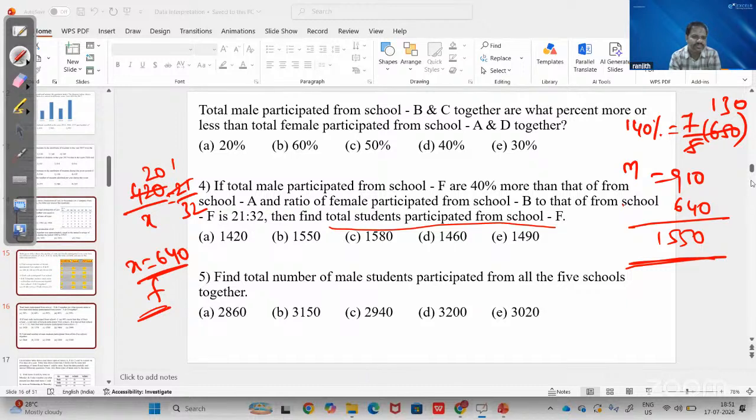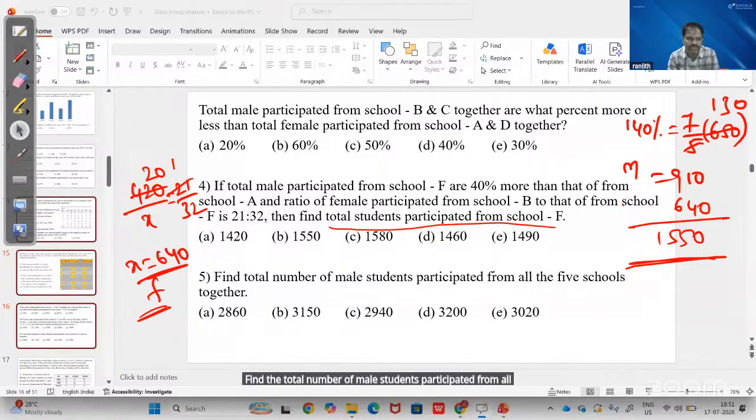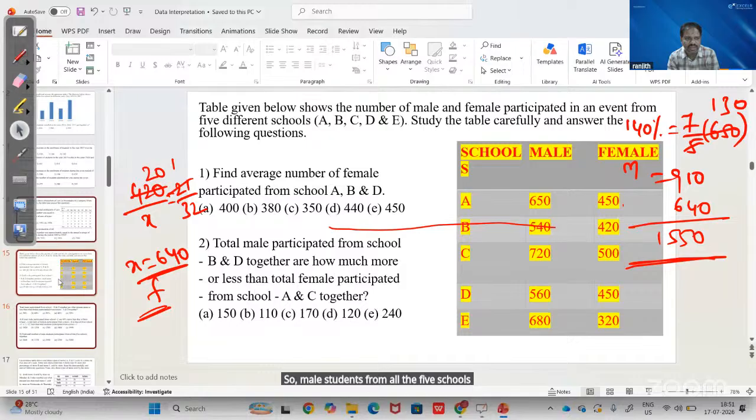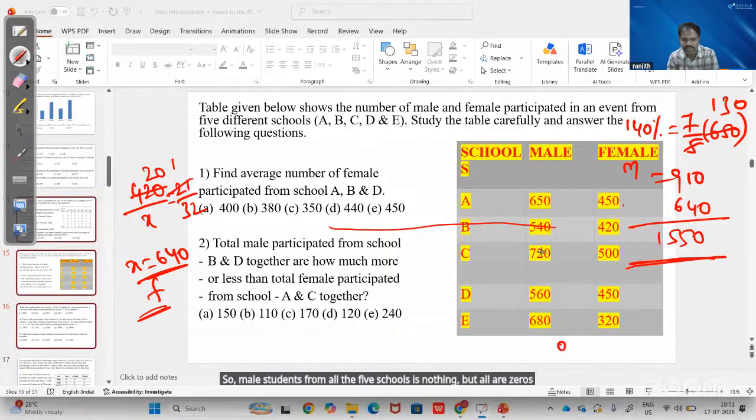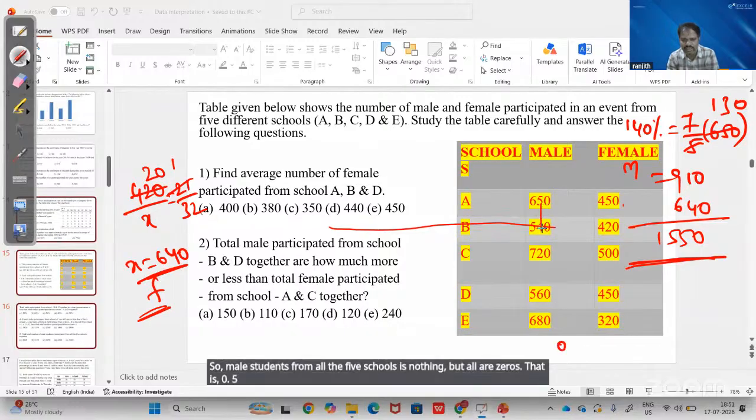Next question. Find the total number of male students who participated from all the 5 schools. The male students from all 5 schools: all the units are zeros, that is 0. 5 plus 4 is 9. 9 plus 2 is 11. 11 plus 14 is 25.